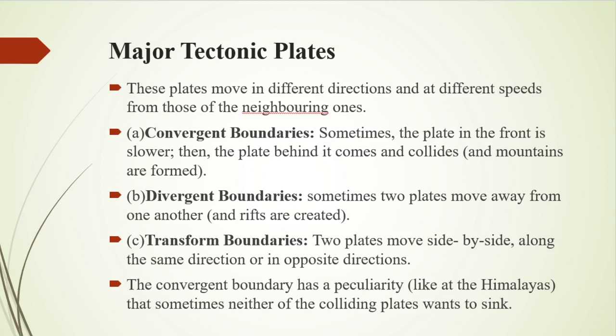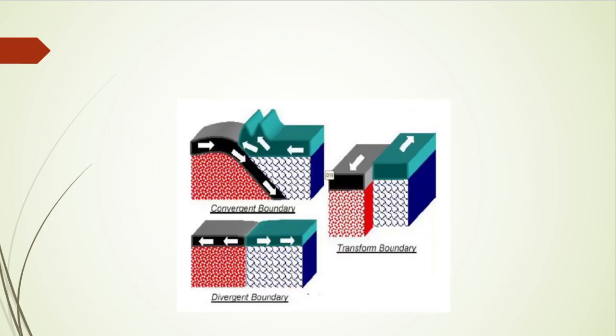Second one, sometimes two plates move away from one another. And the third is two plates move side by side along the same direction or in opposite direction. The convergent boundary has a peculiarity like at the Himalayas, that sometimes neither of the colliding plates wants to sink. The first one is convergent boundary, and next is transform, and the third one is divergent boundary.